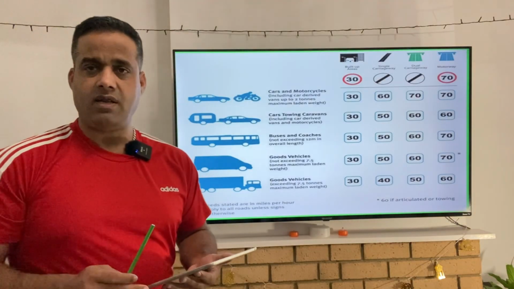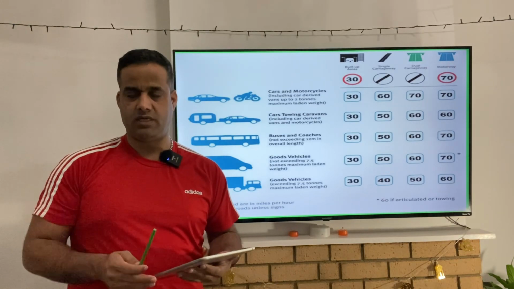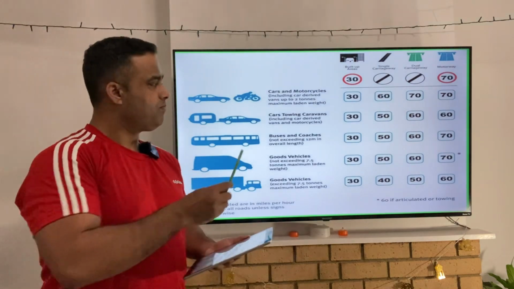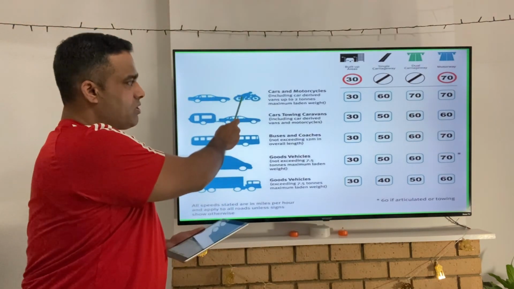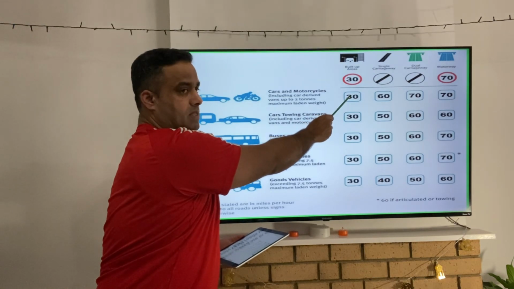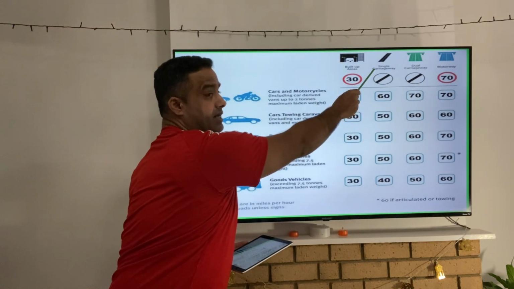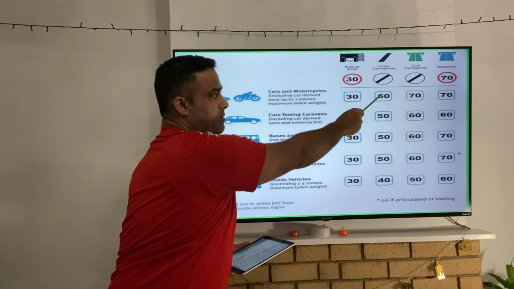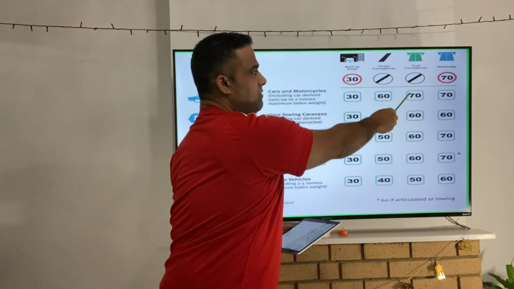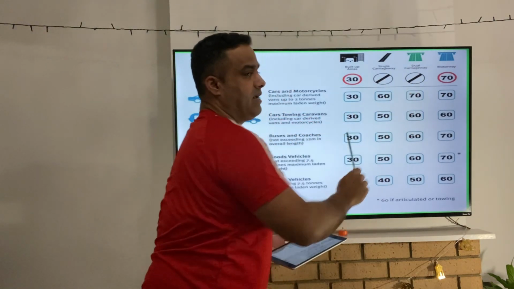Okay, at the end, let's talk about the speed limits of different vehicles on single carriage and dual carriageways. Okay, so car and motorbike on a single carriageway, they can do 30, okay, in the built up area and 60 in a single carriageway on the countryside or primary roads. And if you look at the other one, they can do 70 in dual carriageways and 70 on the motorway.